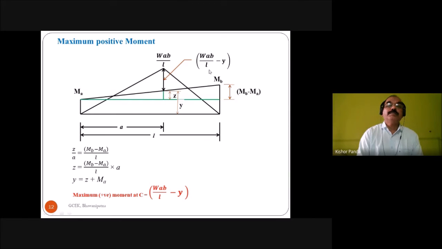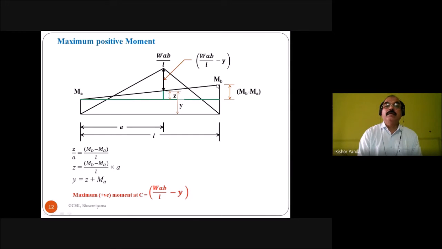So look at this figure. Here you see this side trapezium, and this side the moment is MB, this side moment MA. And this is the free bending moment diagram, and the total ordinate is equal to WAB by L. So you have to take WAB by L minus Y, which is the maximum positive moment. This is the line you have to draw.